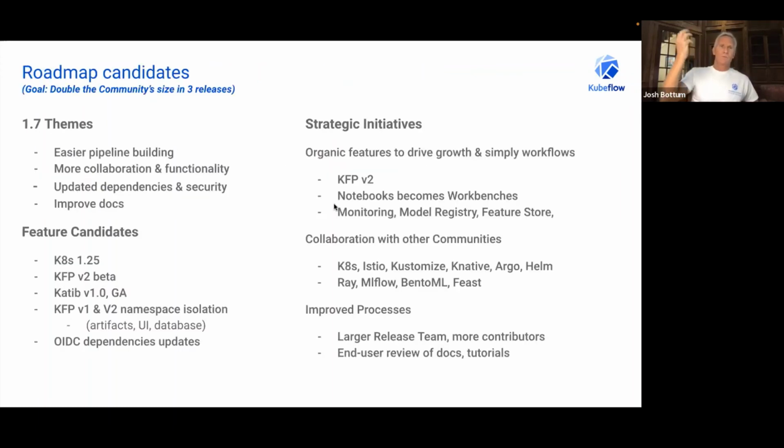When you look at 1.7, we're going to develop easier pipeline building in Kubeflow 2.0. You can imagine we've already done about 18 releases of Kubeflow Pipelines. Now we're going to 2.0. We're going to revamp the APIs, make the authoring of pipelines even easier and faster, both the front end, the back end, and the SDK. We're going to deliver more collaboration and functionality, either with other communities or by ourselves, and grow it organically. We're going to update the dependencies, like going to Kubernetes 1.25, add more security and improve the docs. That was one thing that people really asked for.